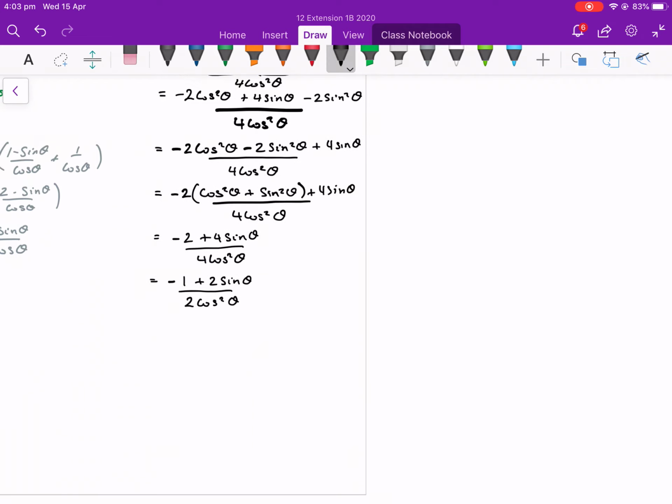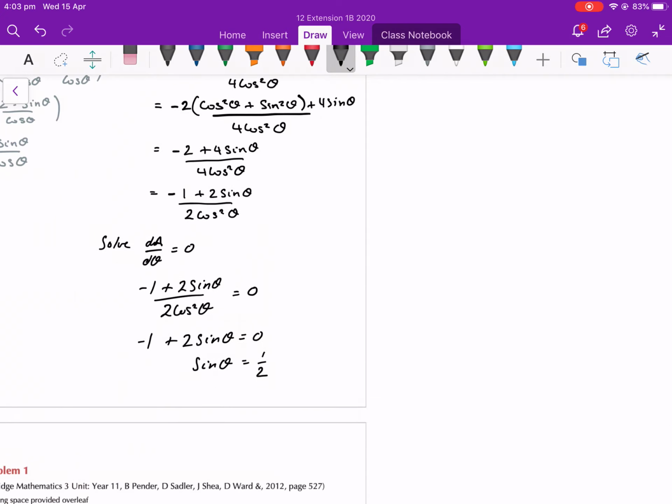So what that means is we need to solve dA on d theta equals 0. So that is minus 1 plus 2 sine theta on 2 cos squared theta equals 0, times 2 cos squared theta across the other side. So we just end up solving minus 1 plus 2 sine theta equals 0. And if we rearrange that, we end up with sine theta equals half. Now, just a reminder, theta is only in the first quadrant, and therefore we only need one value of this, and that is theta equals pi on 6.